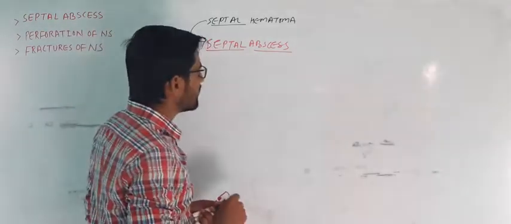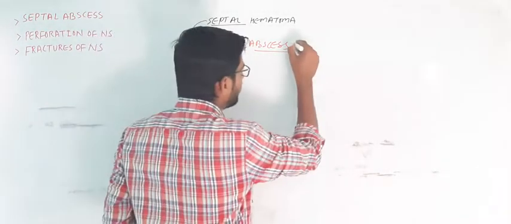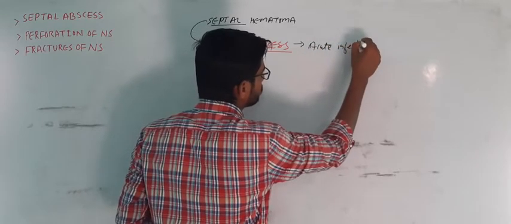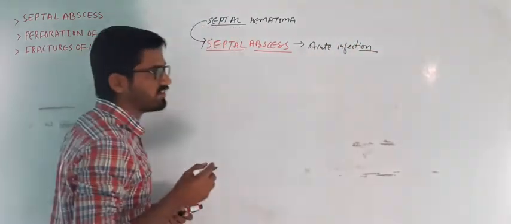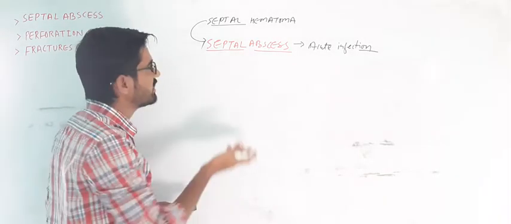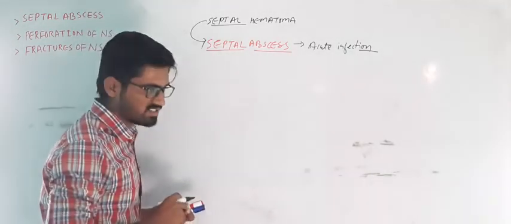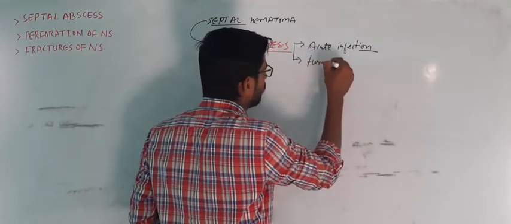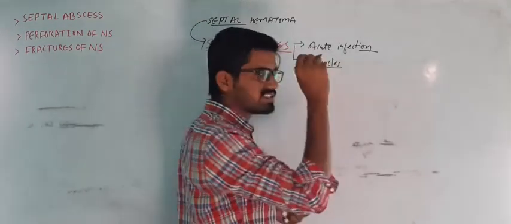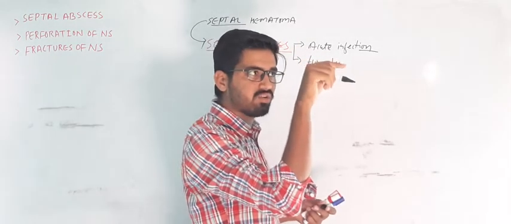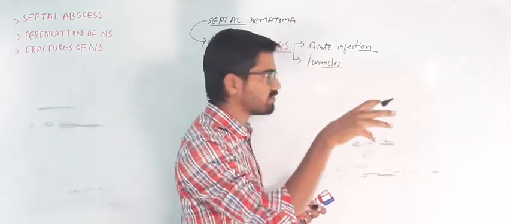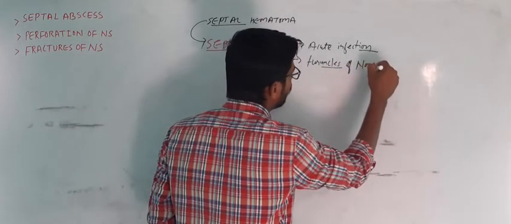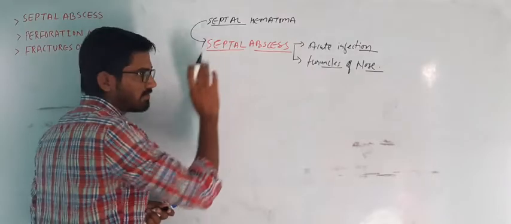The second cause is an acute infection, like tuberculosis, in which a septal abscess will be seen. Another one is furuncles. We have seen furuncles in the external auditory canal; it is an infection of the hair follicles, and hair is also present in the nose. So furuncles of the nose can also cause a septal abscess.